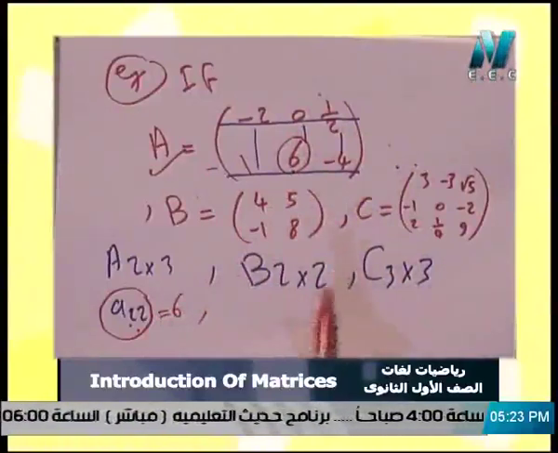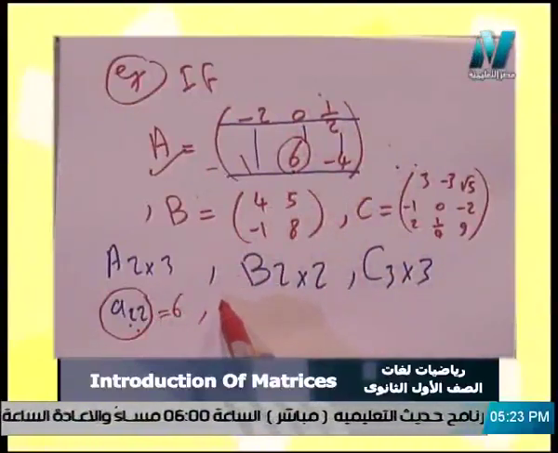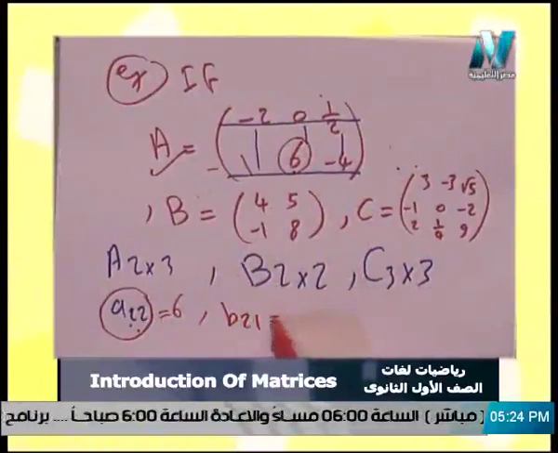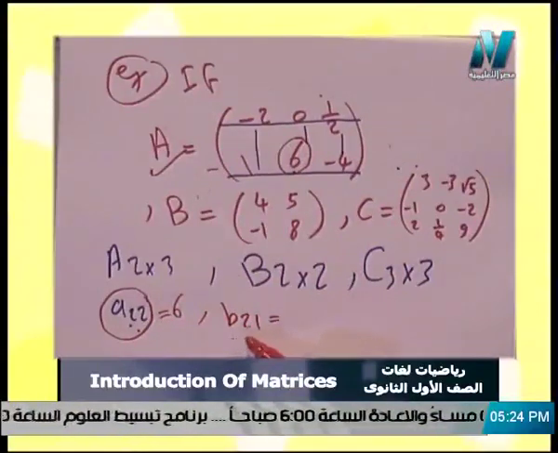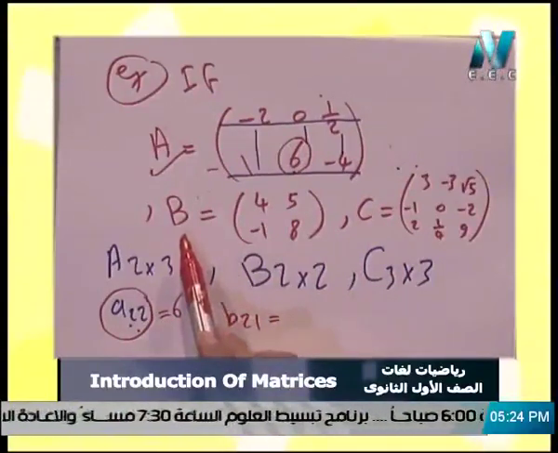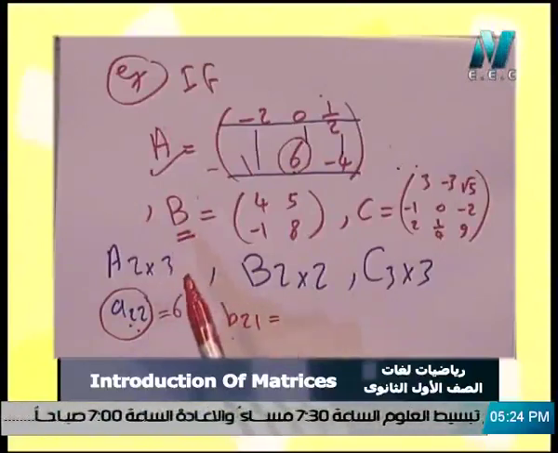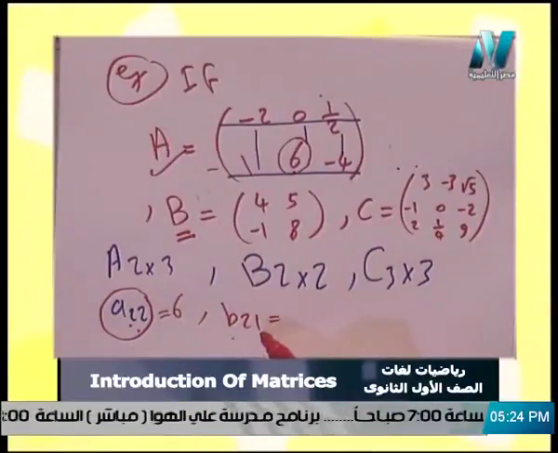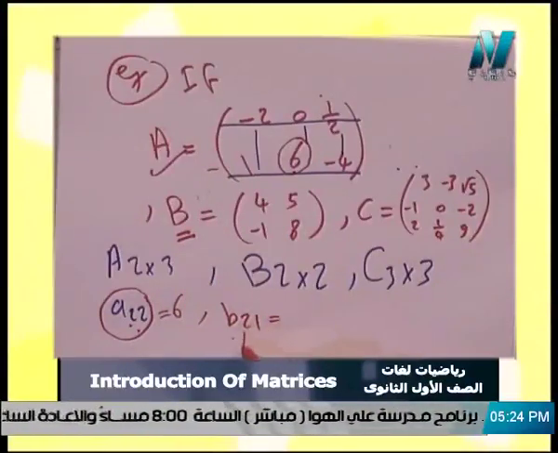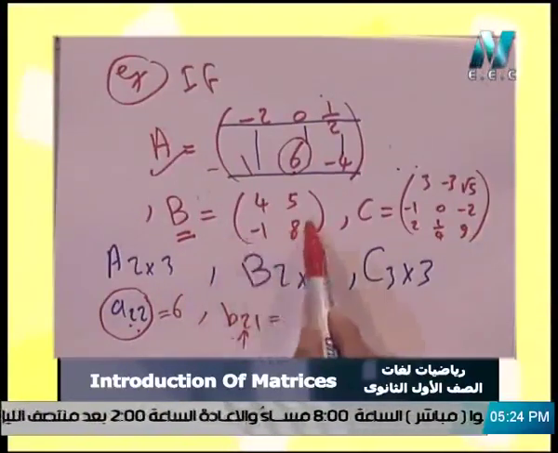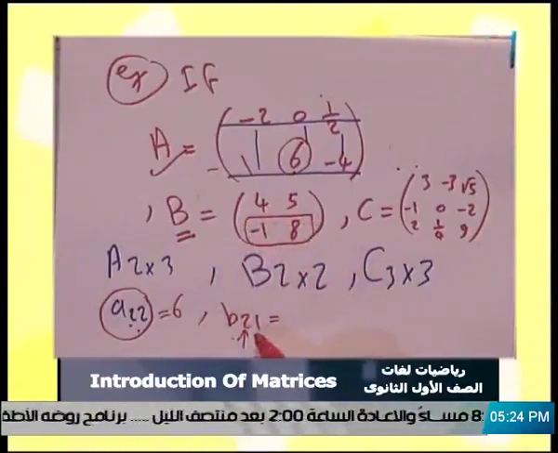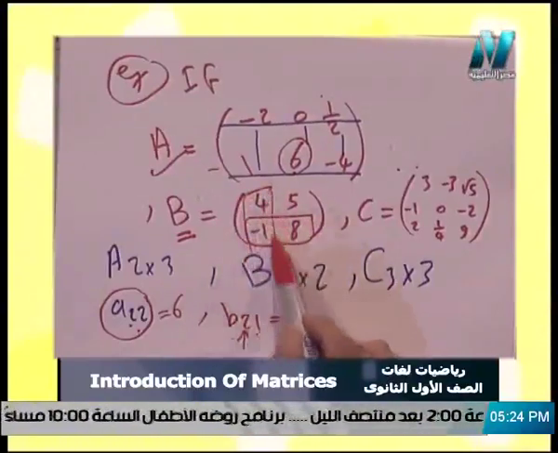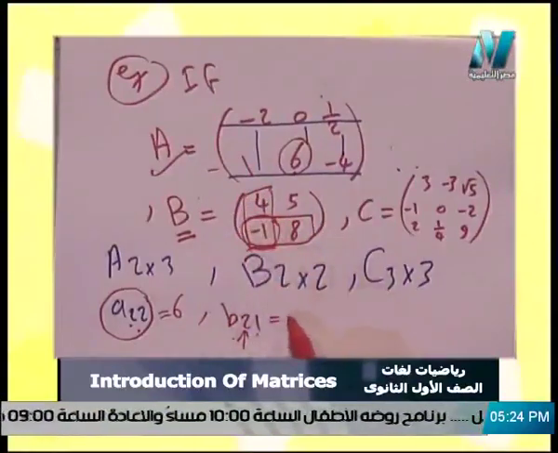If you want to find the element b21, the small b21 lies in the matrix B. So b21 means the element in the second row, which is this row, and first column, which is this one, so it's -1.